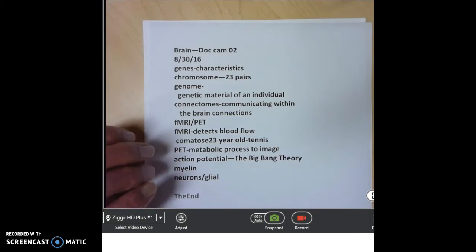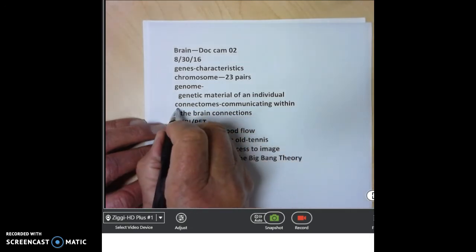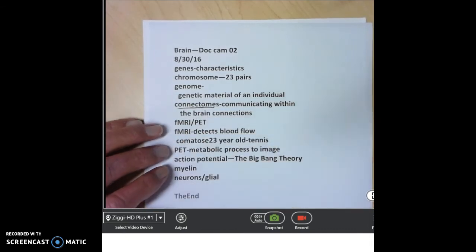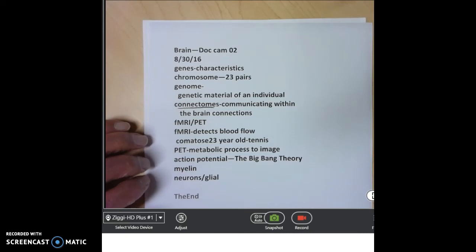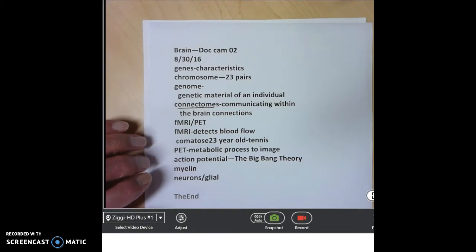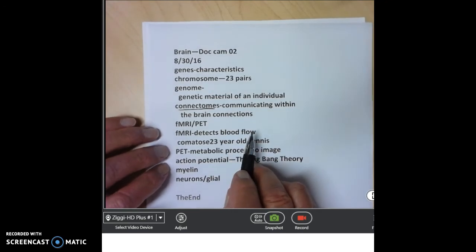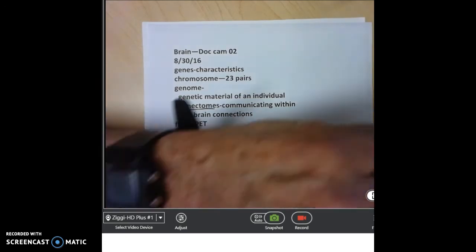Then we go to what we are looking at now. We are going to connectomes. Connectomes. This is the new aspect that is going to be brought out, and it's going to be brought out in a video in the same section, so you will have an opportunity to view it. Okay, then a couple of things I want to talk to you about is the fMRI, functional magnetic resonance imaging, and PET, positron emission tomography. But the fMRI detects blood flow. And this is what I find interesting.